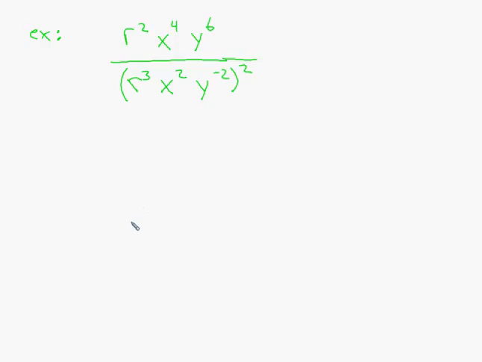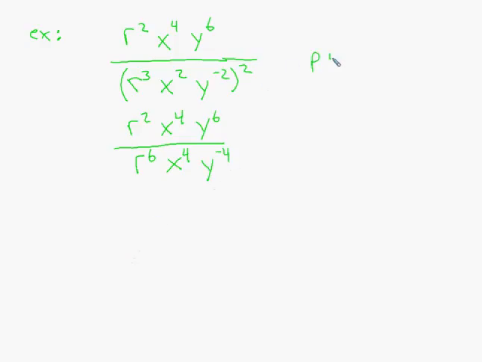Okay. What should we do? Power rule first. Always power rule first. So we have r squared, x to the 4th, y to the 6th. In the denominator, what will I have? R to the 6, x to the 4, y to the negative.